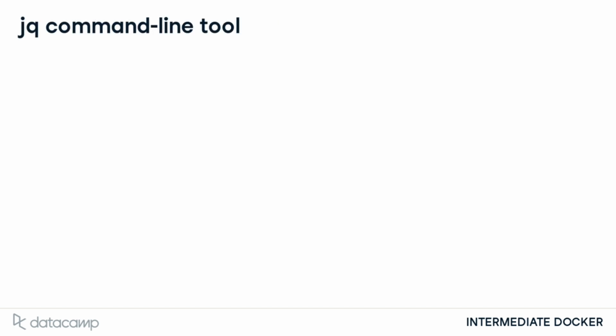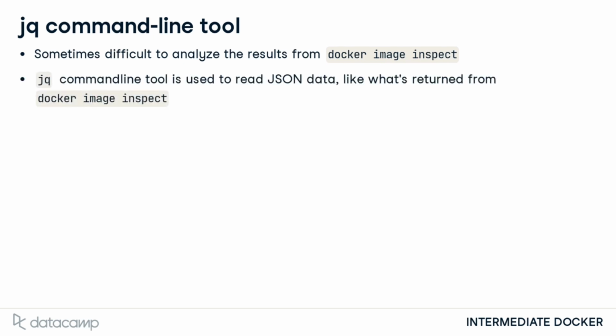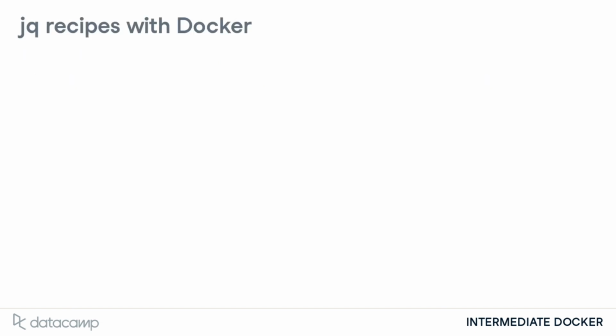It can sometimes be challenging to analyze the results of a Docker command, such as docker image inspect. The jq command line tool is used to read JSON data, like what is returned from the docker image inspect command. In addition to parsing the JSON data, we can also use the jq command to query specific portions of JSON data. Let's look at a couple of examples.